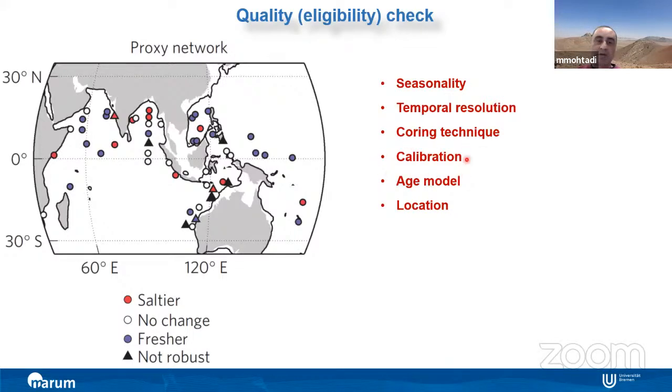Calibration is an issue, whether they have used the same calibrations in all these studies. You have to recalibrate the age models and all those calibrations. And the location also matters. If you're working on the Indian Ocean and want to reconstruct the water circulation over the Indian Ocean, those sites have no business being included in that compilation from the Western Pacific.